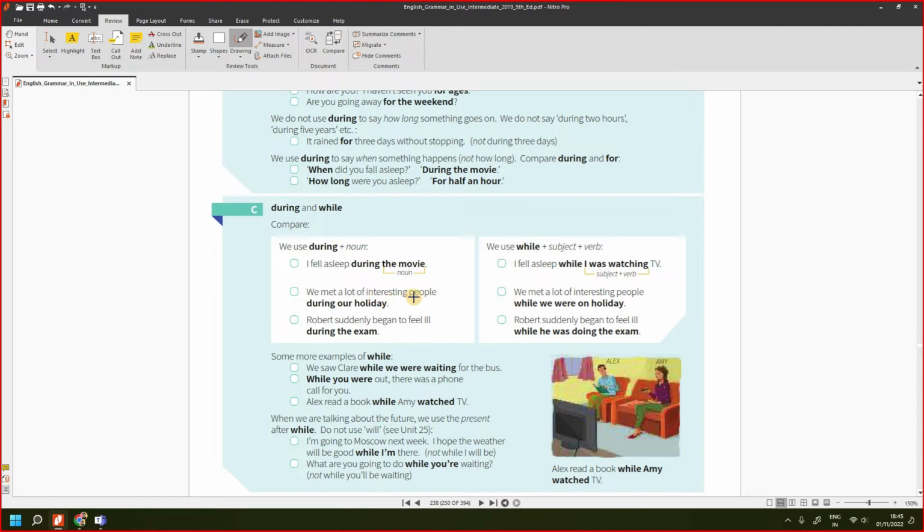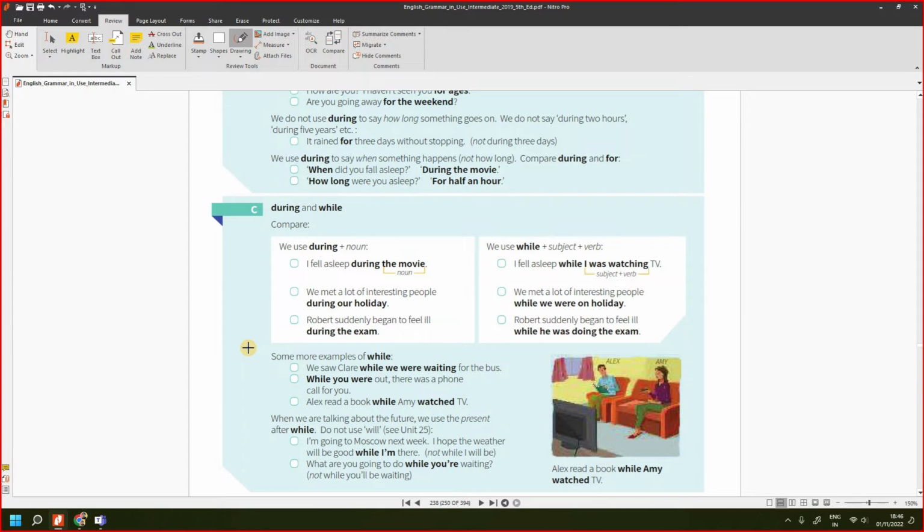And you see here, we met a lot of interesting people during our holiday. Robert suddenly began to feel ill during the exam. Now we are talking about how, as he was writing his exam, he did not feel well. That is what I'm trying to mention. But here, Robert suddenly began to feel ill while he was doing the exam. The same sentence, the same meaning, but written with a different preposition. This is what you have to understand, how I should use while and how I should use during.